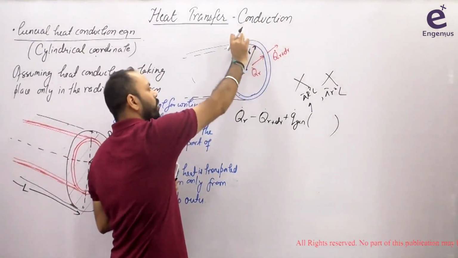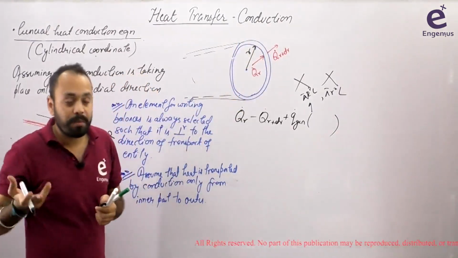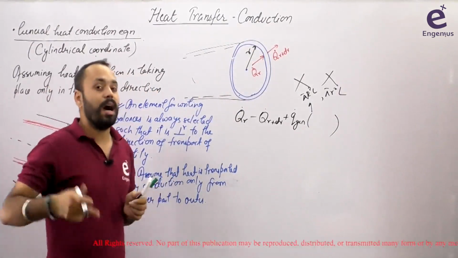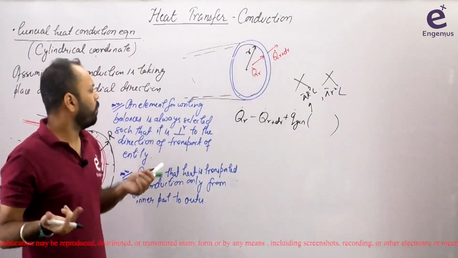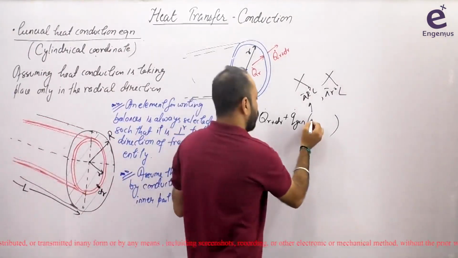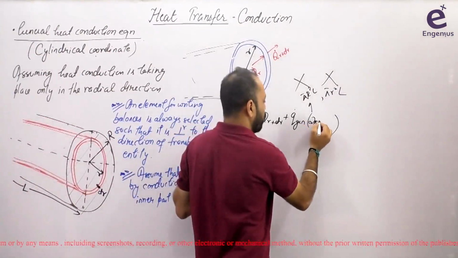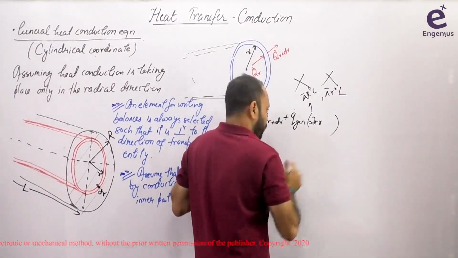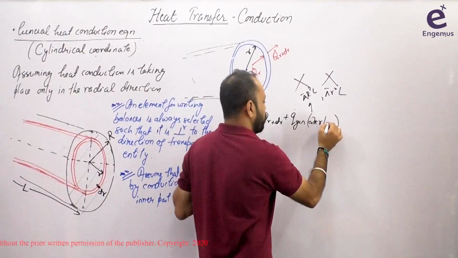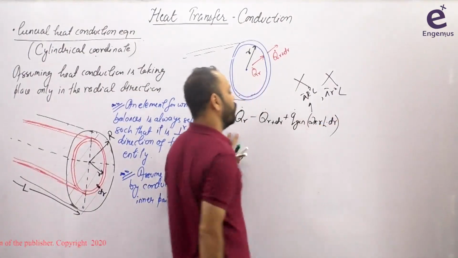Then how to write the volume of this? I can use the concept of area into thickness. The area is 2 pi RL. So you can write dL or RL, it's okay. Q generation into 2 pi R L multiplied by thickness dr. That is the volume of the system.